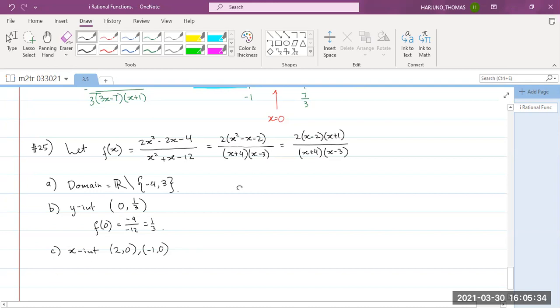Then part D, how about the vertical asymptote? Then we have two vertical asymptotes now, x equals -4 and x equals 3. Horizontal asymptote, we get y equals 2 over 1, or simply y equals 2.